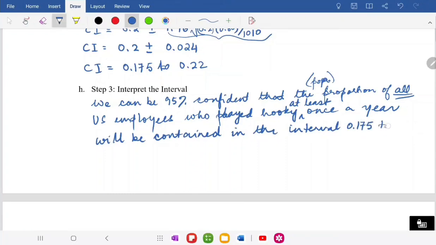0.175 to 0.22. Now, this is the proportion, but the proportion can be translated into percentage, and we could have written this as the percentage of all US employees who played hooky at least once a year would be contained in the interval 17.5% to 22%. So you could have also stated this using percentages. However, we'll just keep it as proportions. All right.